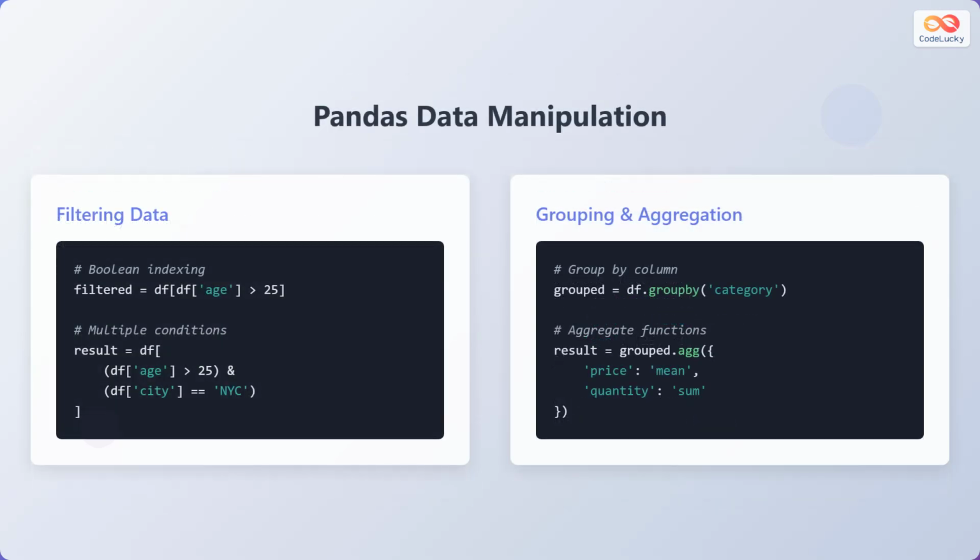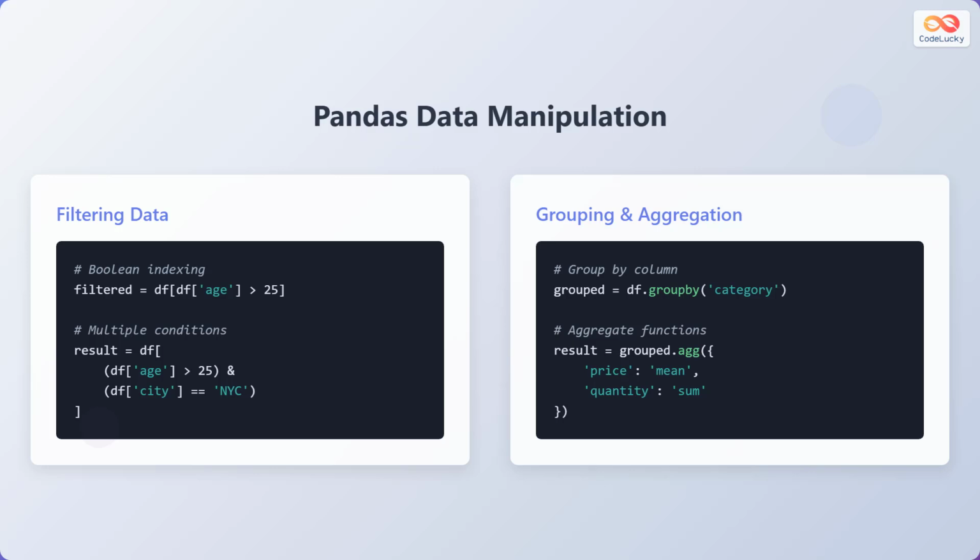Data manipulation is where Pandas truly shines, offering powerful tools for filtering and aggregating data. Boolean indexing allows you to filter data frames using logical conditions. You create Boolean masks by applying conditions to data frame columns, then use these masks to select specific rows. For multiple conditions, you combine them using ampersand for and, pipe symbol for or, and wrap each condition in parentheses.